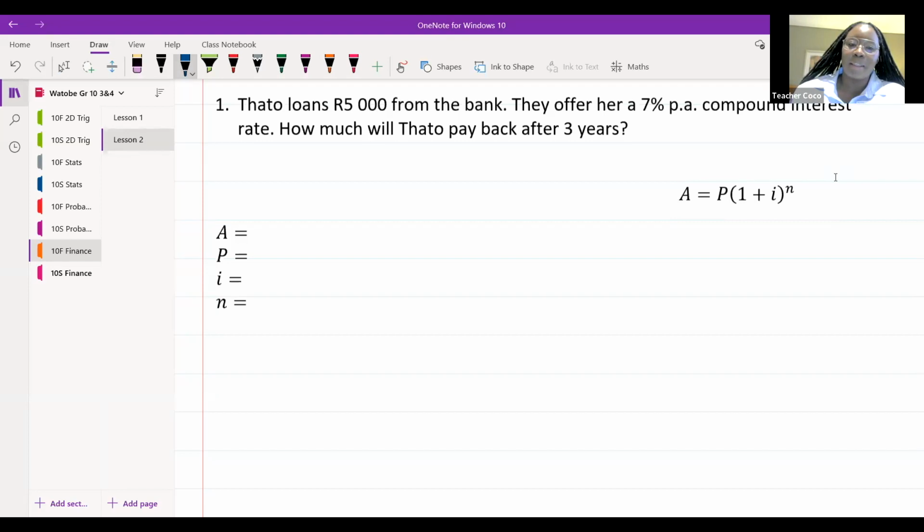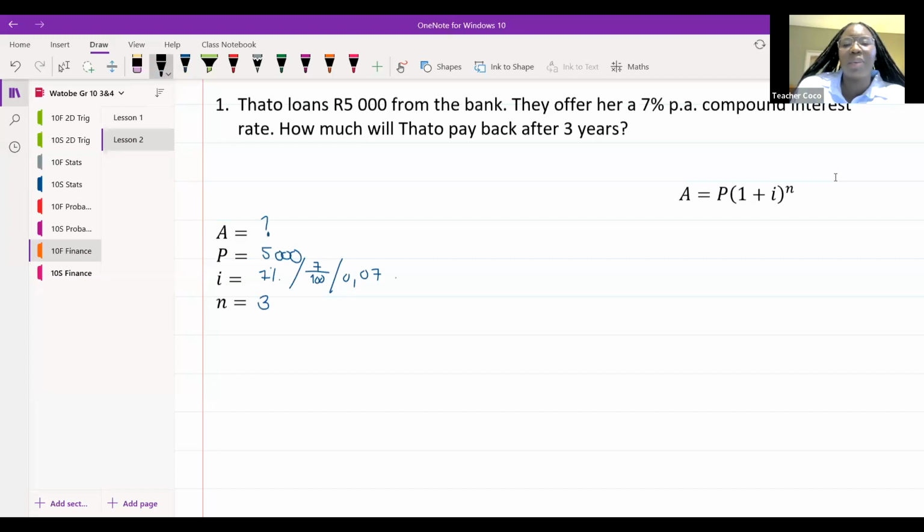We have P. Good. How much is P? 5,000. Good. It's 5,000 Rand. What else? We have I. Good. I is 7%. You can either write 7%, 7 over 100, or 0.07. All right, and then what else do we have? The number of years, which is 3. Good. And what are we looking for? We are looking for the final amount, which is A. Good.